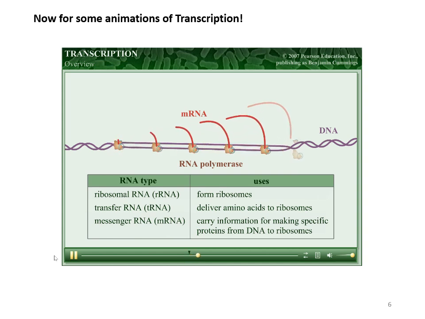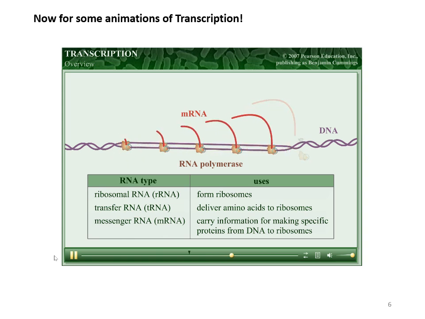Cells use three types of RNA: ribosomal RNA molecules, which are used to form ribosomes; transfer RNA molecules, which deliver amino acids to ribosomes; and messenger RNA molecules, which carry the information for making specific proteins from DNA to ribosomes.